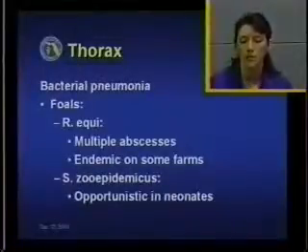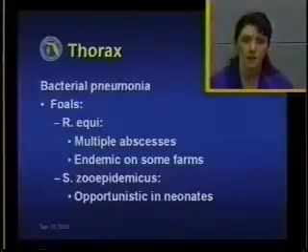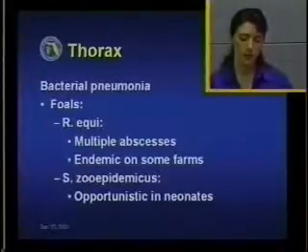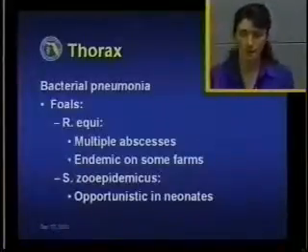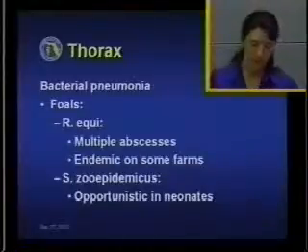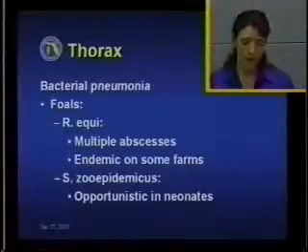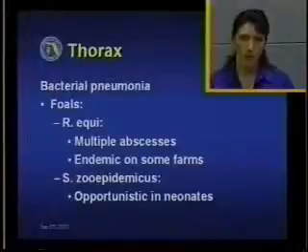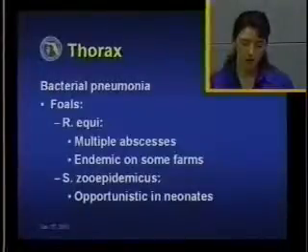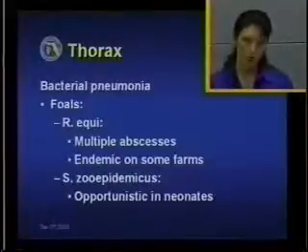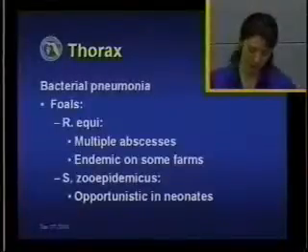A way to try to decrease the incidence of disease in these foals is to administer hyperimmune plasma as soon as they're born. Another cause of bacterial pneumonia in foals will be Streptococcus zooepidemicus, and this is more an opportunistic organism in neonates.